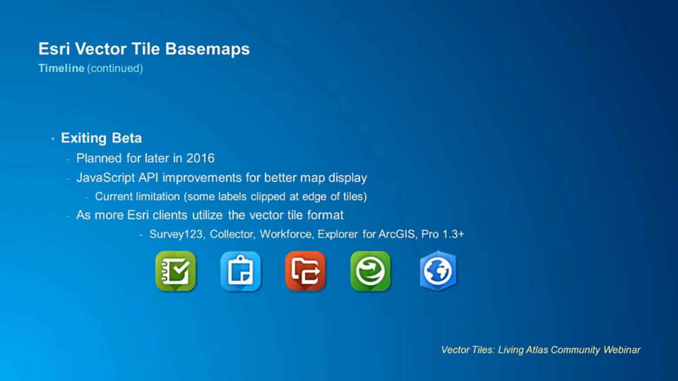And some of the requirements for exiting beta is for JavaScript API improvements, for better map display. Because currently you will notice that there is a limitation that some labels do get clipped. And we are working to improve that. We're also going to exit beta as more Esri clients utilize the vector tile format, such as Survey 123, Collector, Workforce, Explorer for ArcGIS, and now that it's released, ArcGIS Pro 1.3.